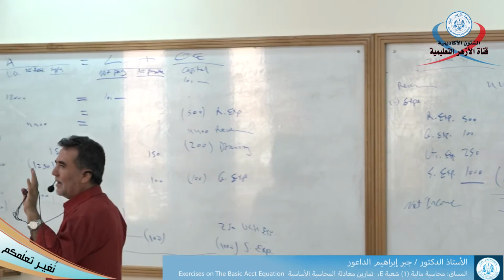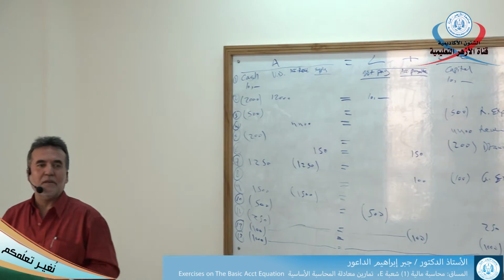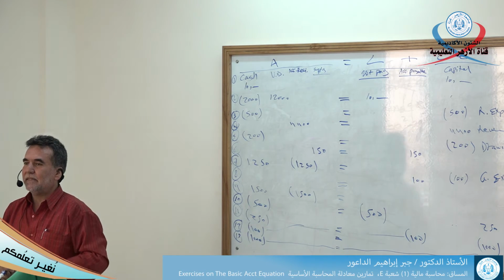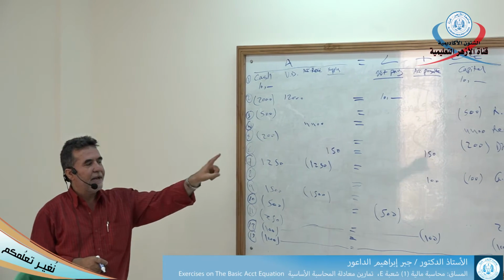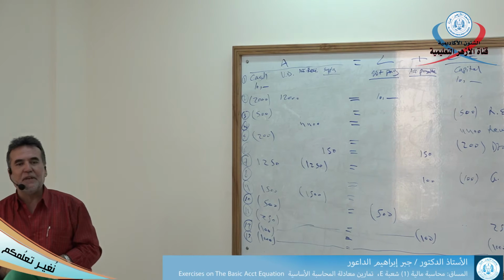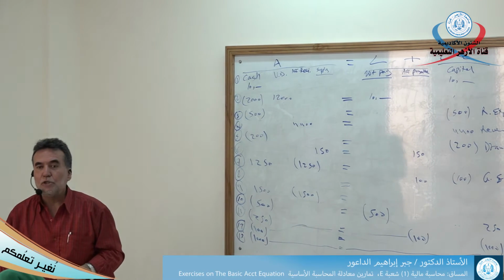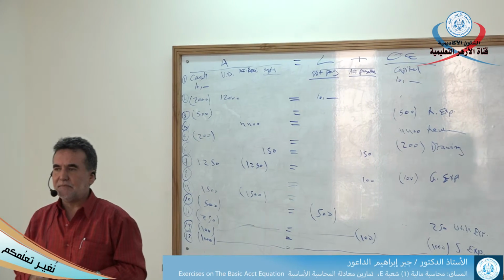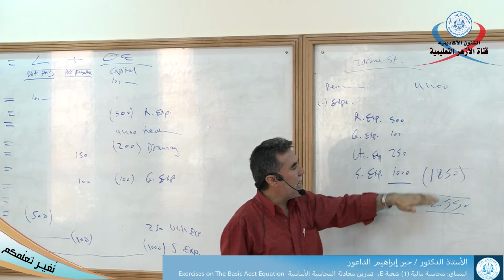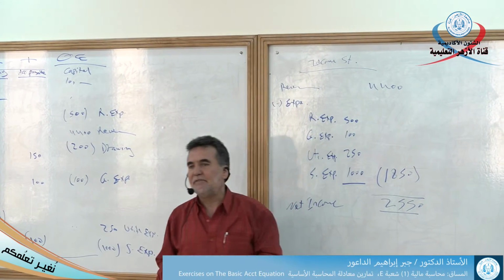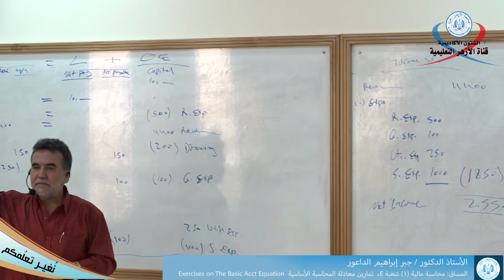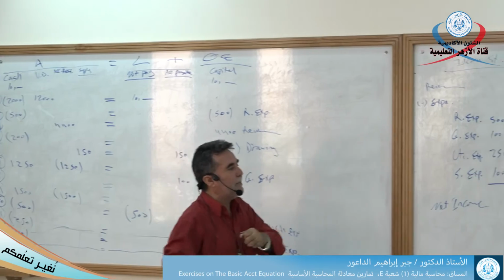So, income statement has two items. Revenue, 4,400, minus expenses. Expenses here, four items: rent expense 500, gas expense 100, utility expense 250, salary expense 1,000. So total expenses 1,850. The result will be net income, 4,400 minus 1,850, so net income will be 2,550.